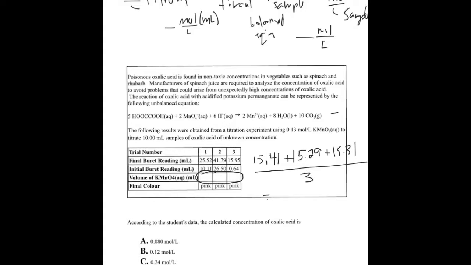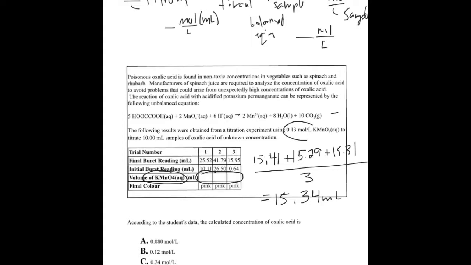So 15.41 plus 15.29 plus 15.31 divided by 3 is 15.34 mils. So I have my average volume. The one thing we do want to be careful of is what is this chart actually telling us? So this is the volume of permanganate. So I have my volume of permanganate.